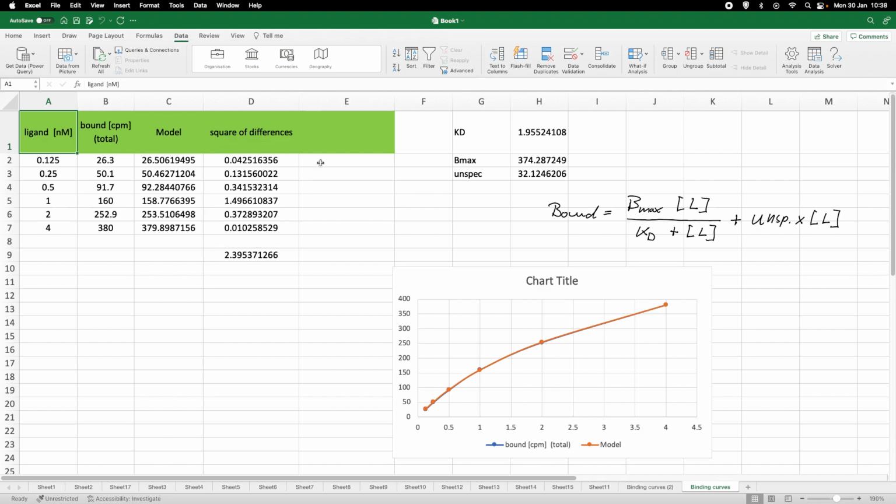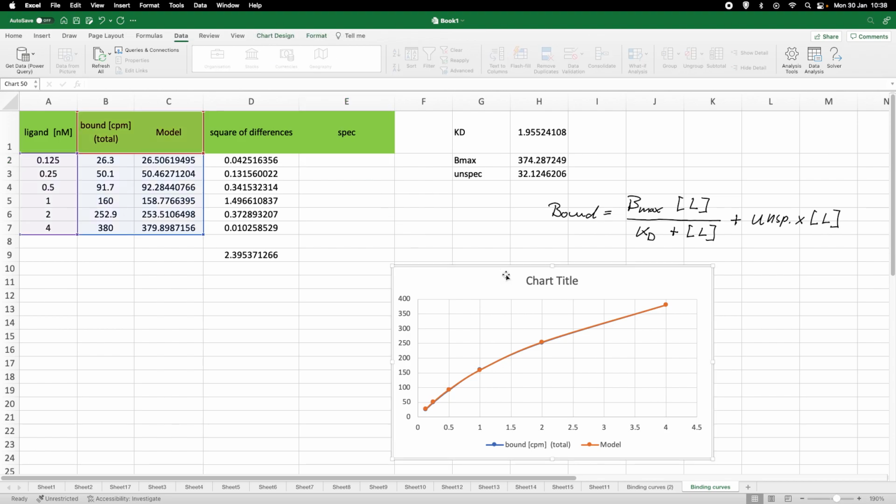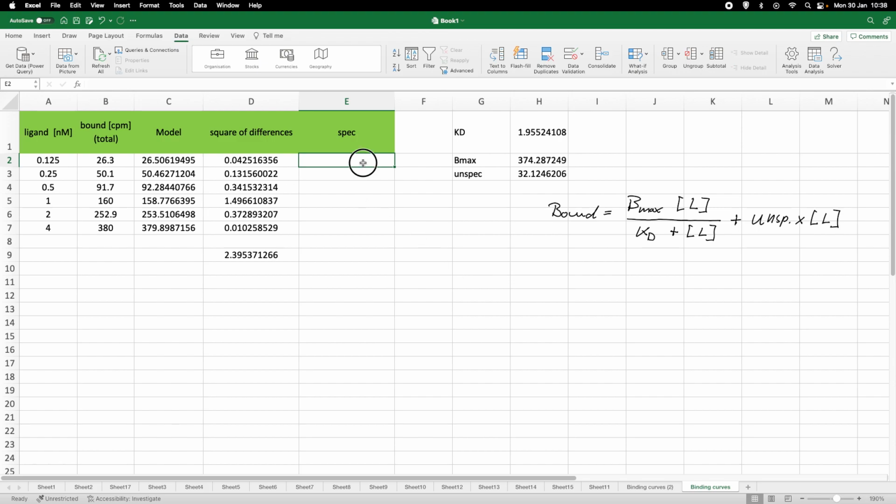And of course, what we can do now is look at the specific binding here. So for the specific binding, let's remove this curve here so that we get space. For the specific binding, we would just simply calculate this first part. So the specific binding equals Bmax that we have here. We lock the cell, times the ligand, divided by the KD. We lock the cell, plus the ligand, close the bracket. We calculate a model for our specific binding only. So this is without the unspecific binding.